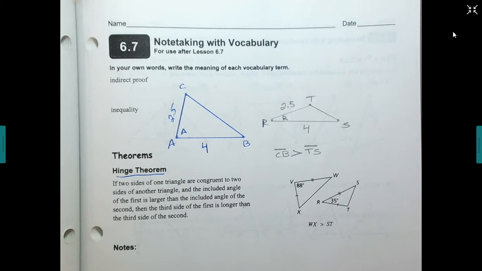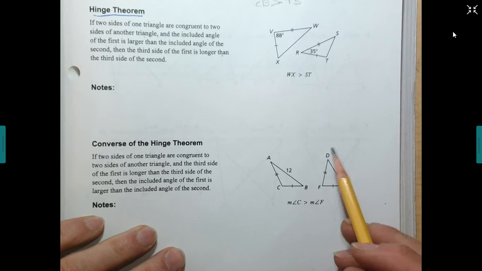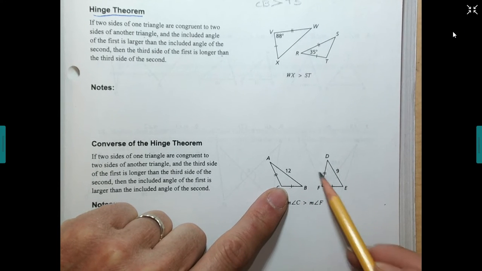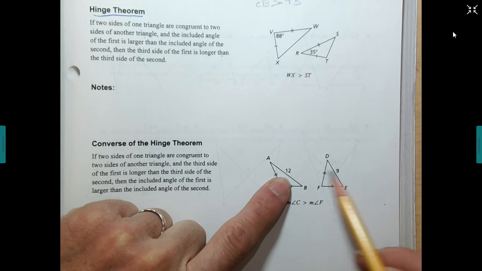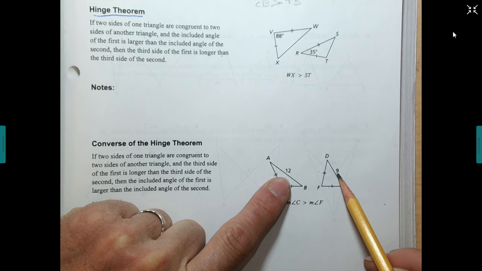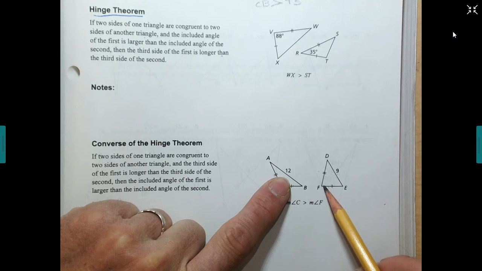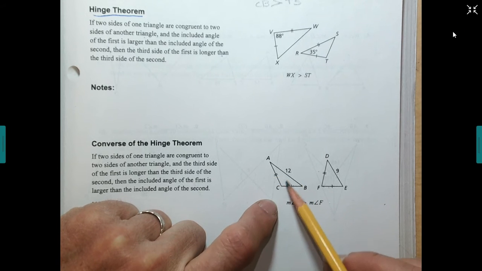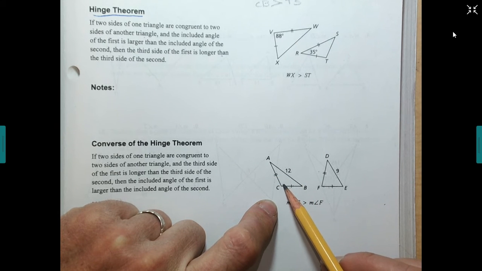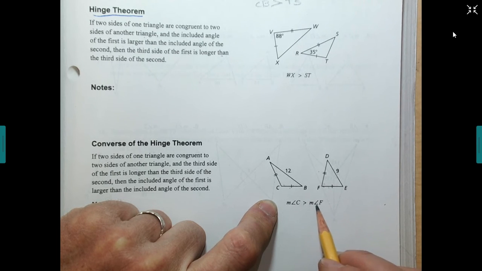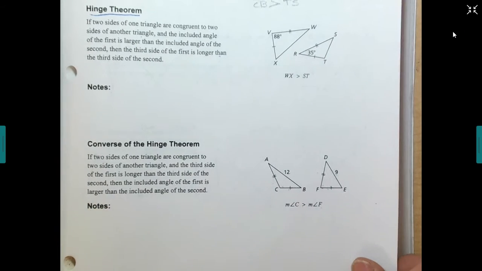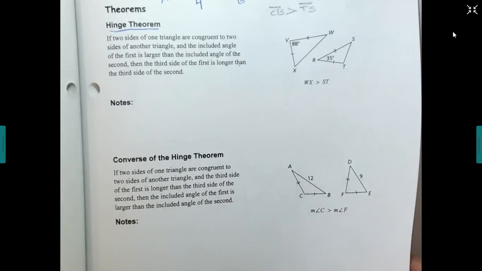Now, the converse is true. And what that says is that if you have two side lengths that are the same, and the third side length is smaller, then the angle is going to be smaller. If the third side length is larger, then the angle is going to be larger. So C is greater than F. The measure of angle C is greater than the measure of angle F. And that's it. There's your theorems for today: the hinge theorem and the converse hinge theorem.